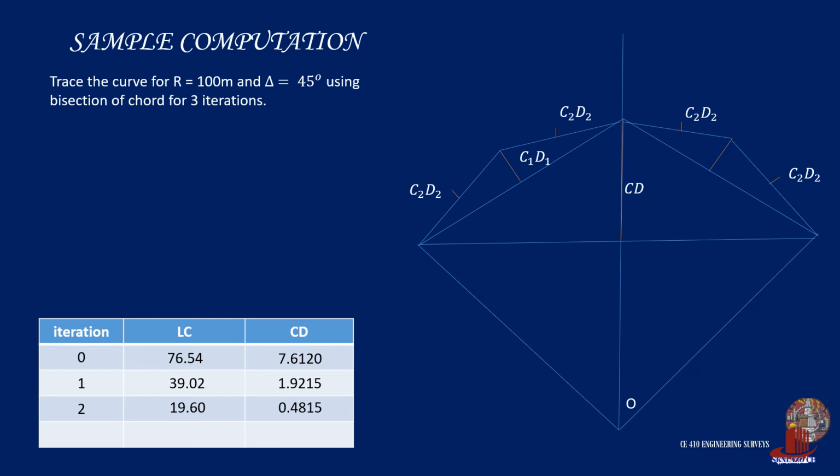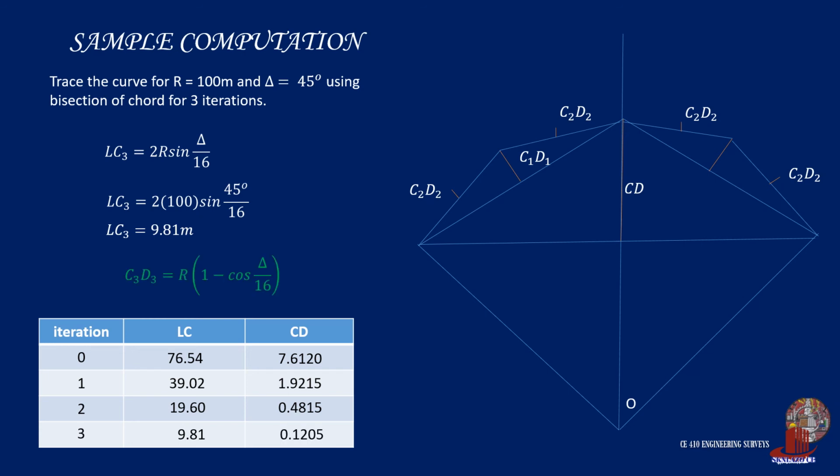To complete the third iteration, solve for the partial long chord once more. Identify the midpoint and compute for CD3 to locate the curve. CD3 is computed as 0.1205.